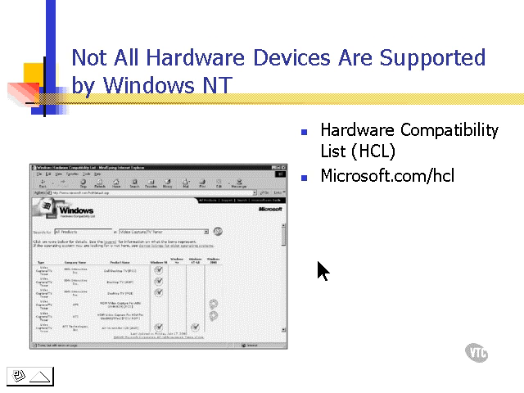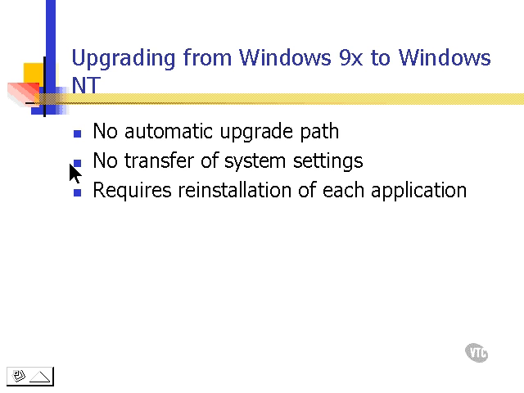Upgrading another operating system, such as Windows 9X, to Windows NT is not a direct upgrade. There is no automatic upgrade path. There is no transfer of system settings, and it will require a reinstallation of each application. For example, if we have Office 97 or Office 2000 installed in Windows 9X, when we install Windows NT, we will have to reinstall the Office 97 application. So it's not a simple upgrade as with some operating systems.